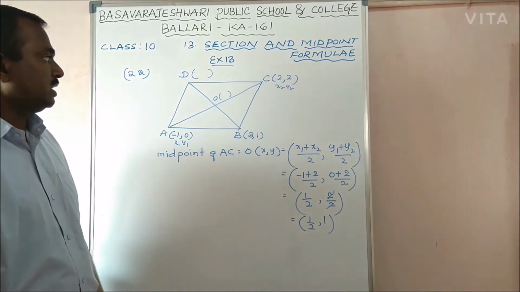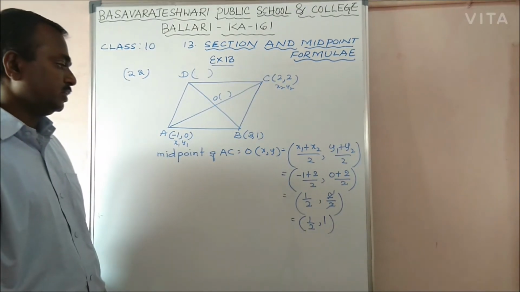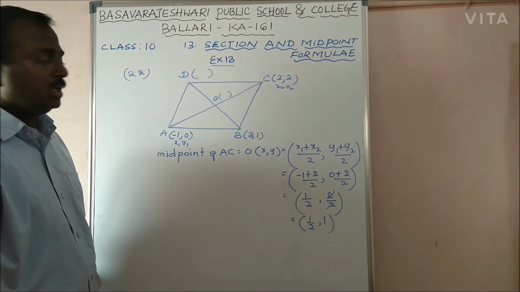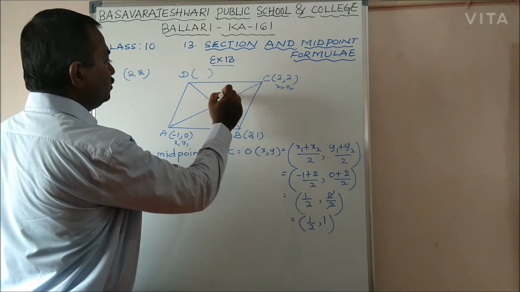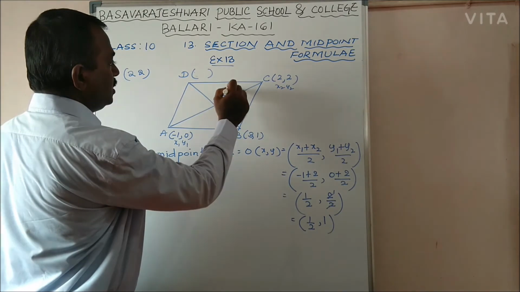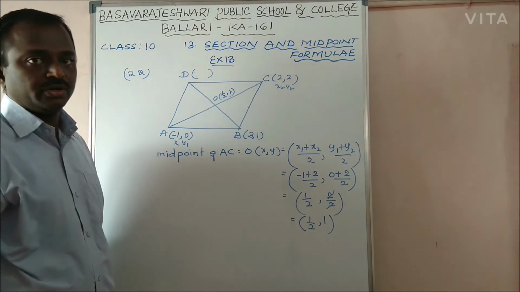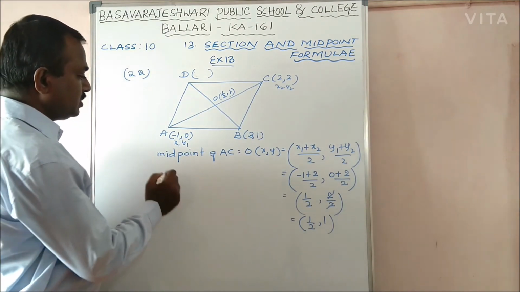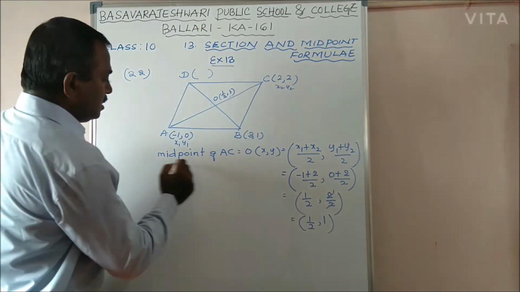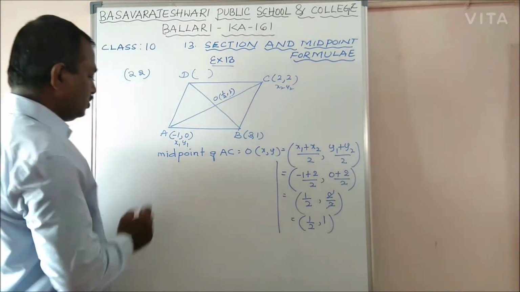x1 is -1, x2 is 2, so (-1 + 2)/2 is 1/2. Okay? Now we got this point. So what is the point here? (1/2, 1). Using this, we can find out the coordinates of D. Okay? So I will do it here.